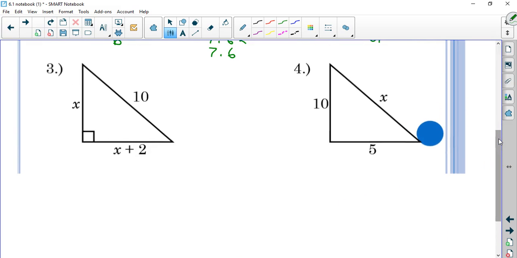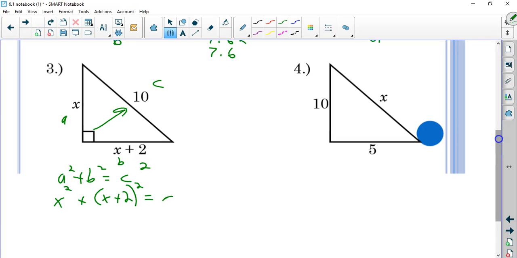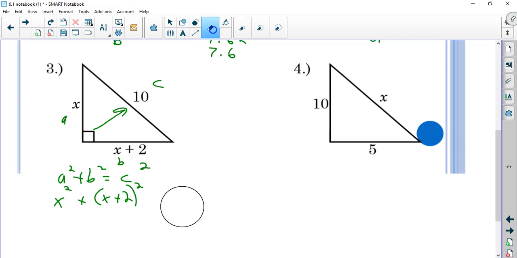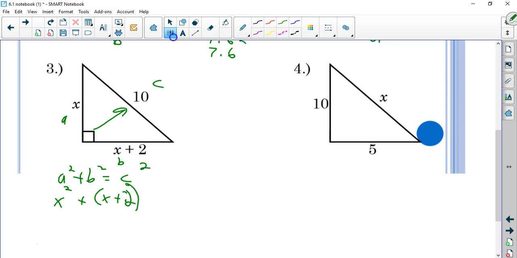Example 3. Again, that's my c. It's very important. Here's my a, here's my b. Now, a squared plus b squared equals c squared. x squared plus. Now here's the problem. This is x plus 2 squared. Whoops, this should be a 10. Sorry, a little technical problem.